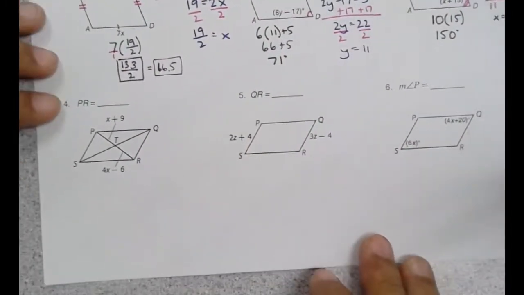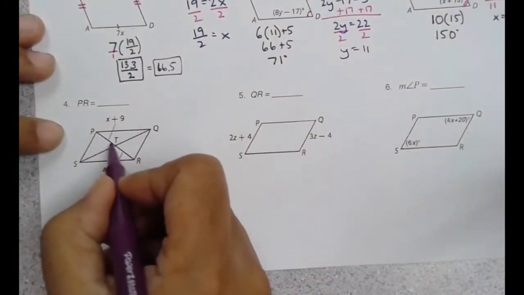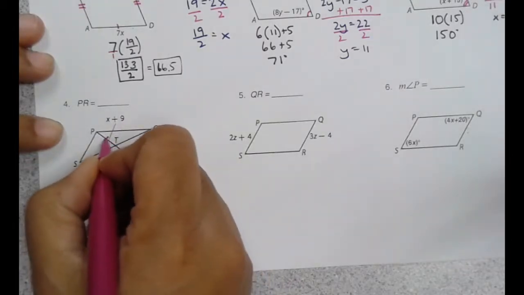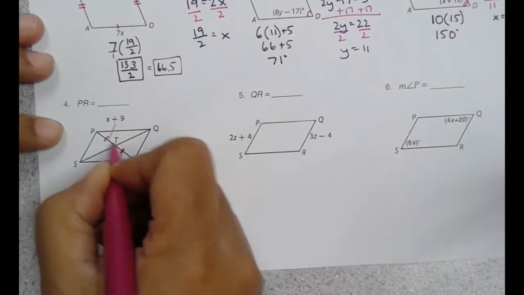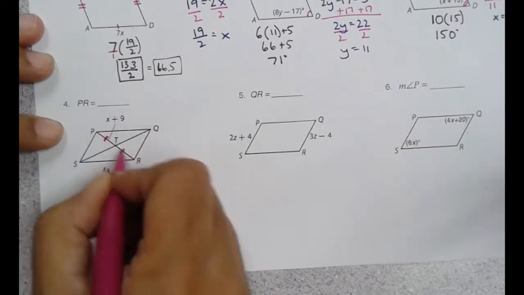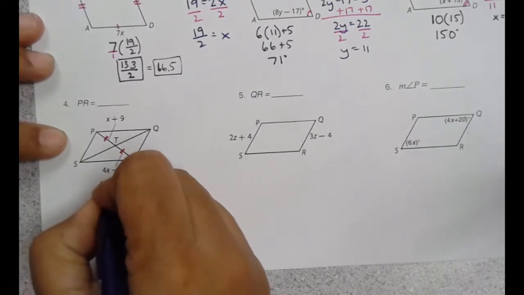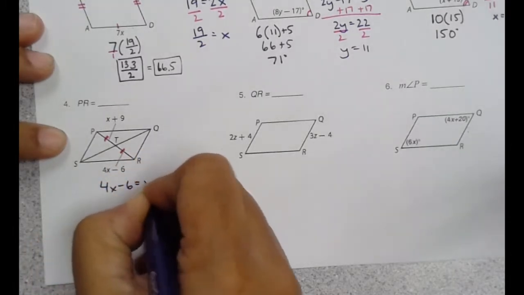All right, let's take a look at number 4. So number 4, this is diagonals. So what's special about diagonals is that the diagonals bisect each other. This segment is congruent to this segment. So since those are congruent, we can make them equal to each other. So 4x minus 6 equals x plus 9.